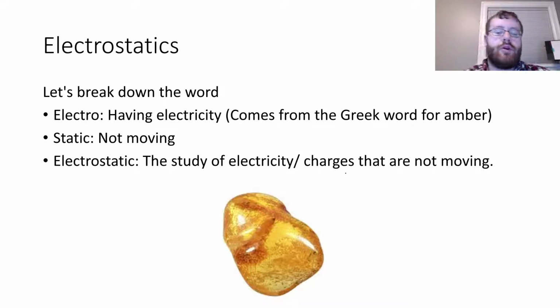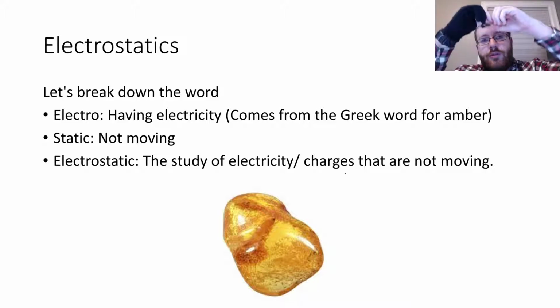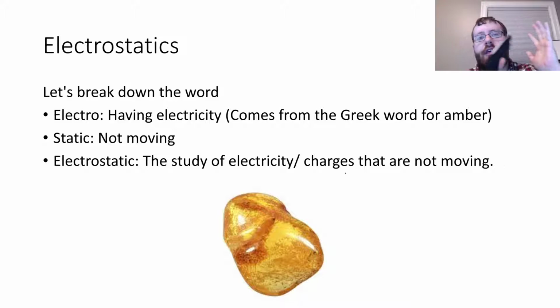So, if we break down the word, we see electro means having electricity, which comes from the Greek word for amber. Now, why amber? It's because amber, if you did not know, builds up static electricity really easily. You know that static cling that you get, sometimes your clothes get it, or for me personally, I like fruit roll-ups a lot. Generally, have them for lunch. When you peel the fruit roll-up off the wrapper, it sticks to you, has that static cling. Amber gets that very easily, and that was the first time it was really noticed. So the Greeks named the word after amber because that's what caused it.